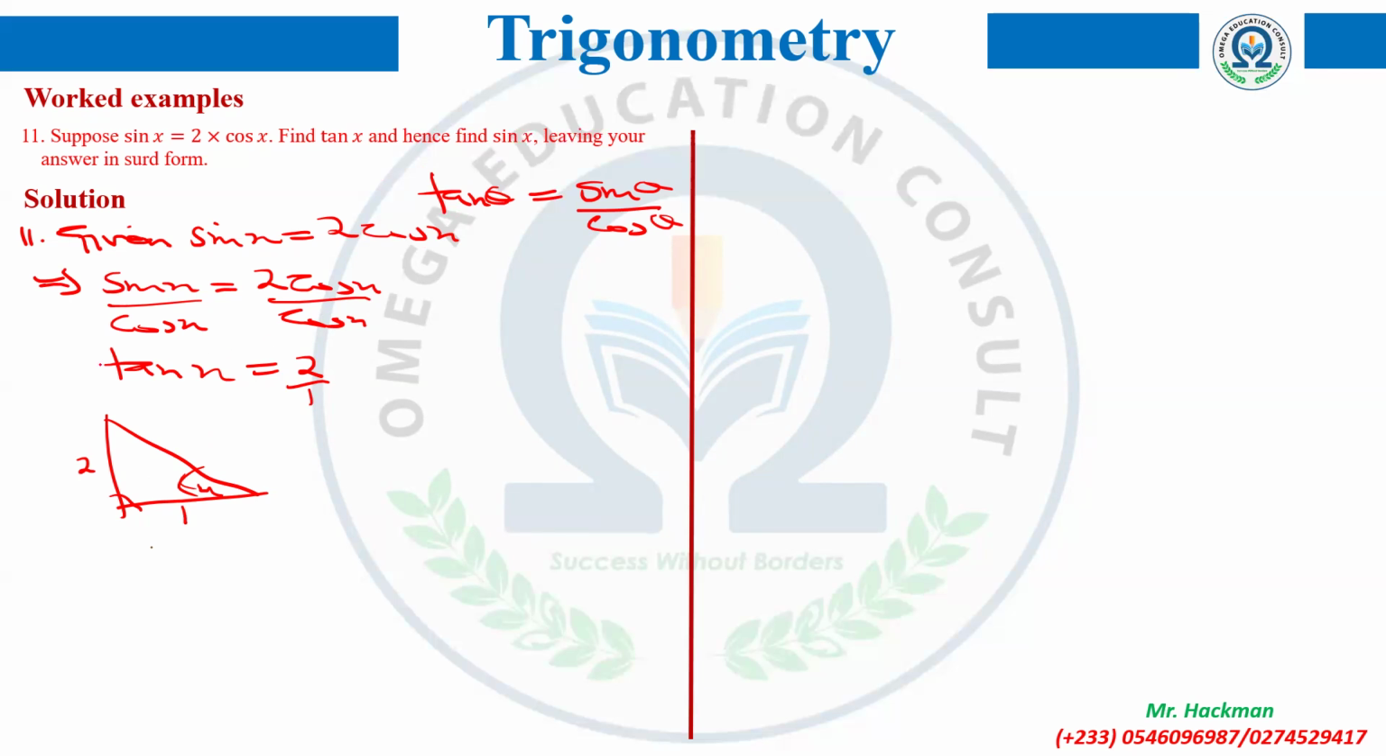So the first part of the question, you are through with it. Therefore, tan x is equal. Then the second part will be the hence, where you make use of that. Find the sine x. Not clear.